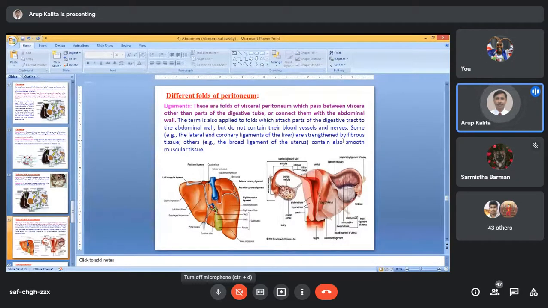Intestine to abdominal wall, no. Dorsal abdominal wall. Intestine to... then mesocolon. Colon to the dorsal abdominal wall. Very good. Next is the ligament.